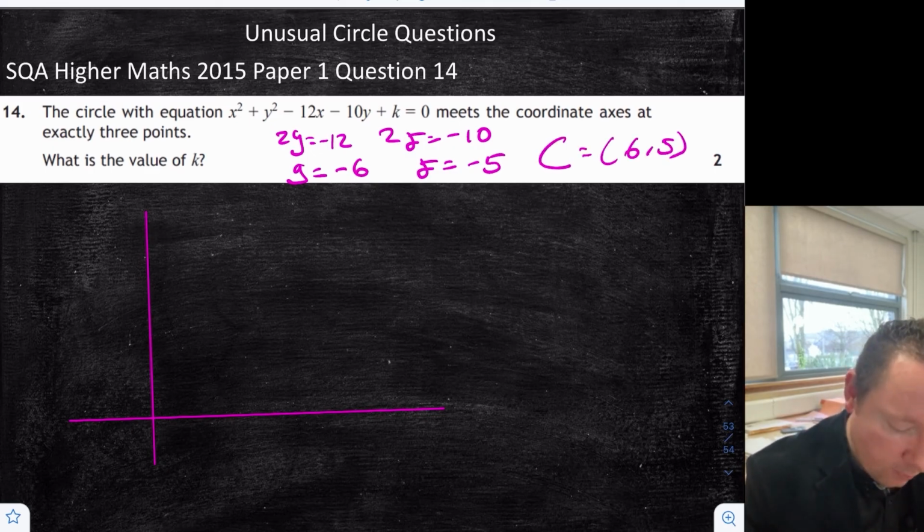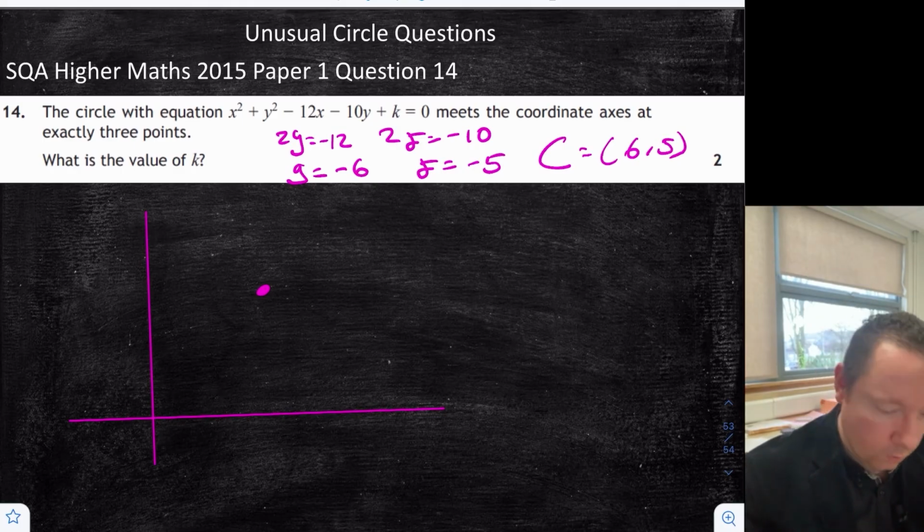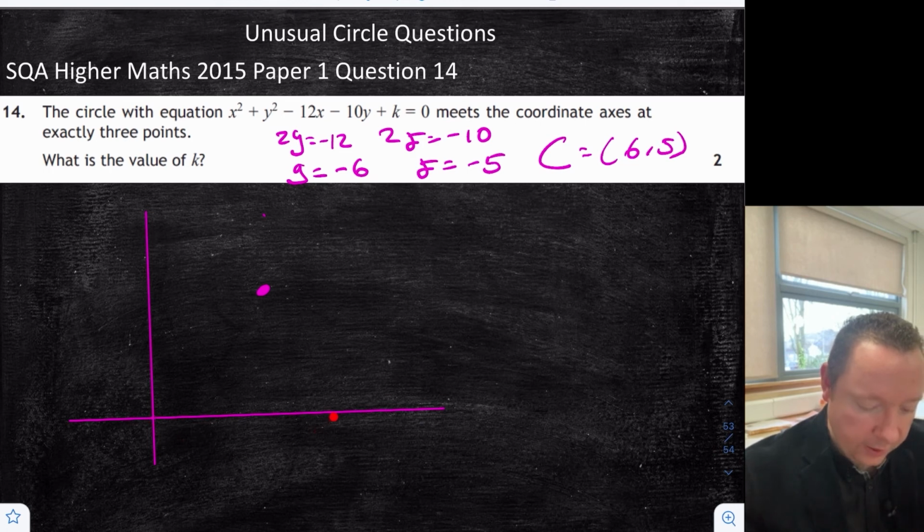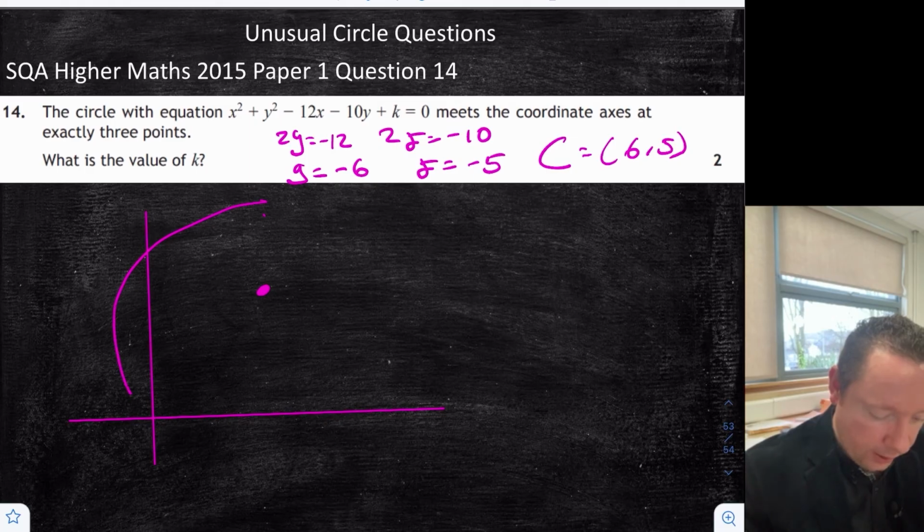So along 6 up 5 somewhere is the centre of our circle. It touches the coordinate axes at exactly 3 points. So if this is the centre here, it could touch here, but then it would have to touch at this point to come back up here. So if we draw a picture of that, we get something like this.